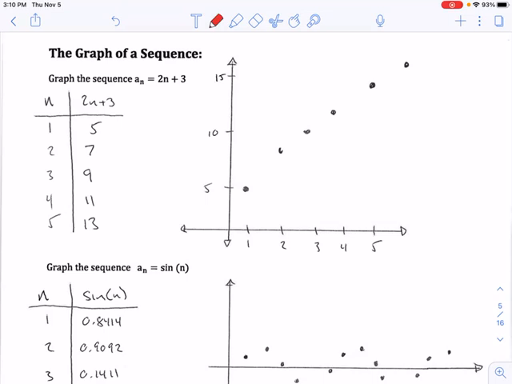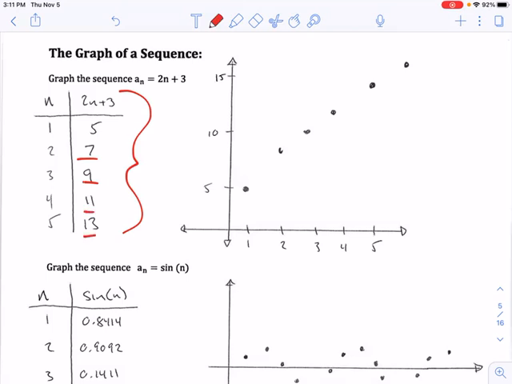It's very convenient to make a table of values. So that's what I have done over here. I've made a table of values. In the left-hand column, we put in our values of n, starting with n equals 1, then 2, 3, 4, and 5, and determining what the output value would be. That would be the value of the term of the sequence. When n is equal to 1, we have 2 times 1 plus 3 is 5. When n is equal to 2, we have 2 times 2 plus 3 is 7, then 9, 11, and 13.